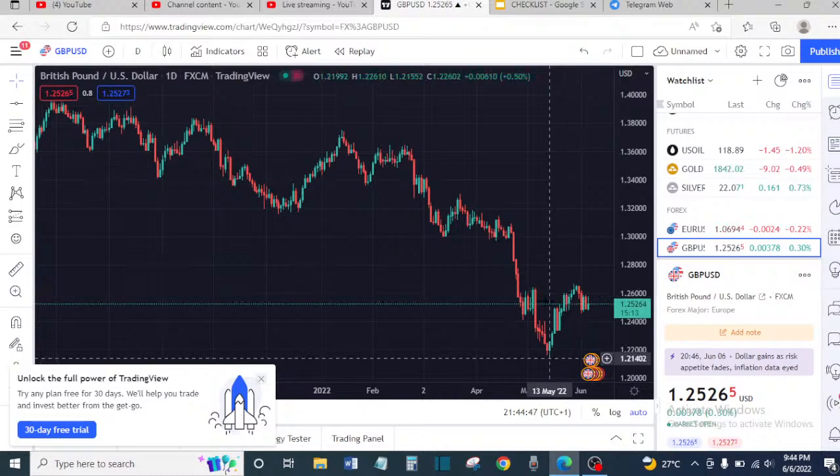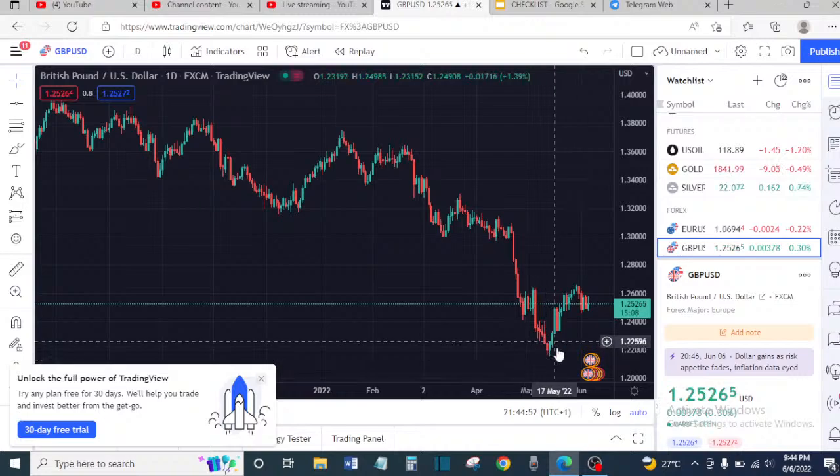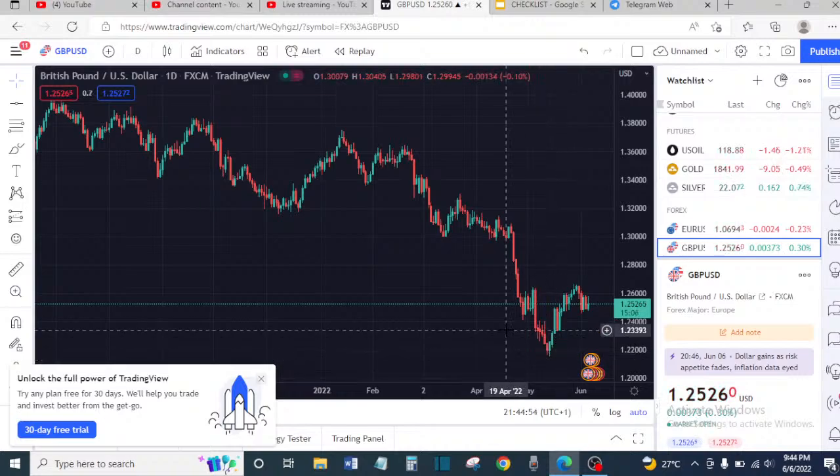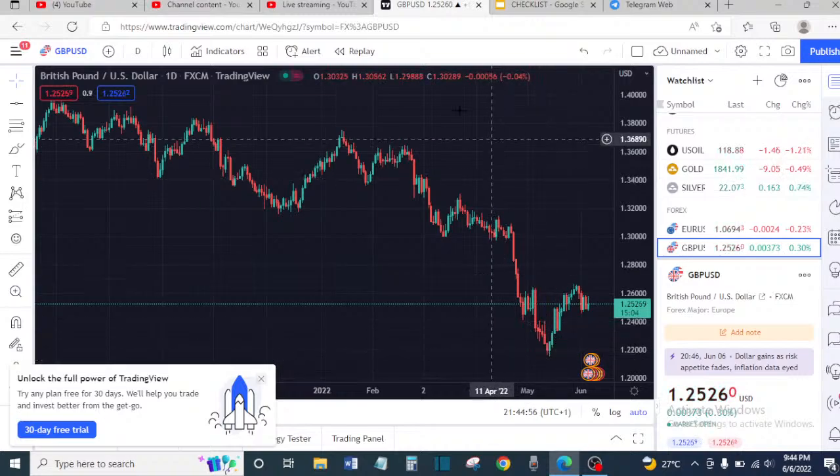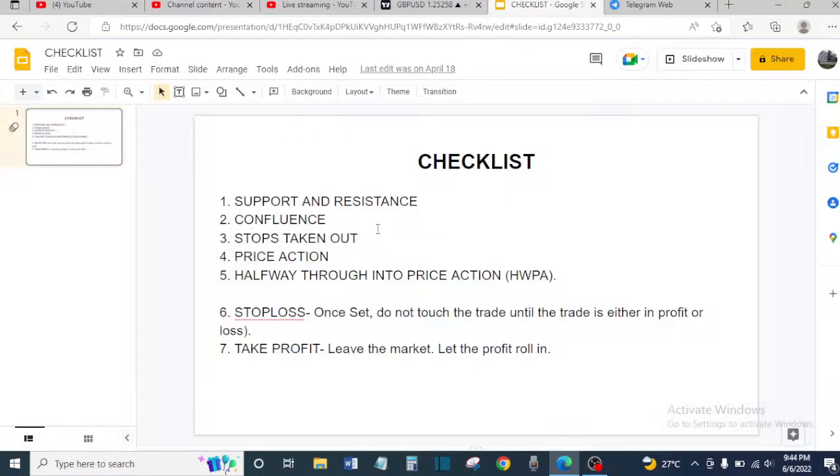Let's see what happened there. Why did the price have a reversal at this point? In my previous classes I told you that I use a checklist where you have support or resistance, confluence, stops taken out, price action, and halfway through into price action. So we'll be using this.